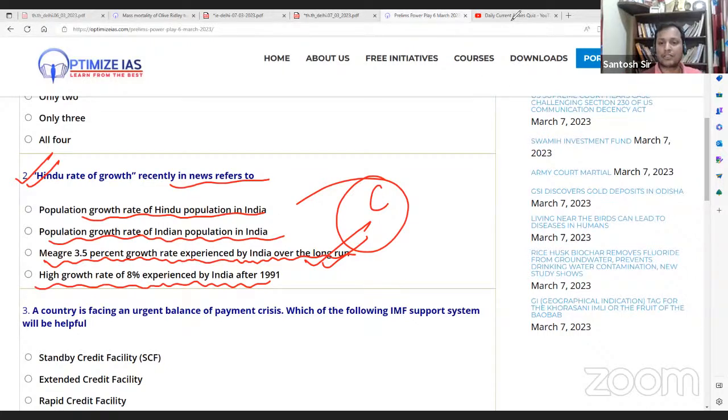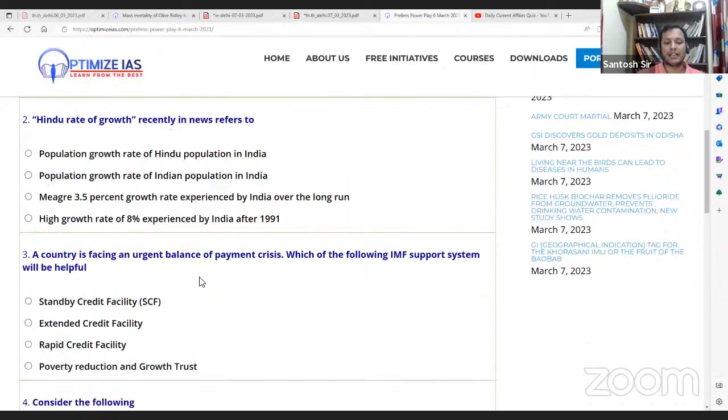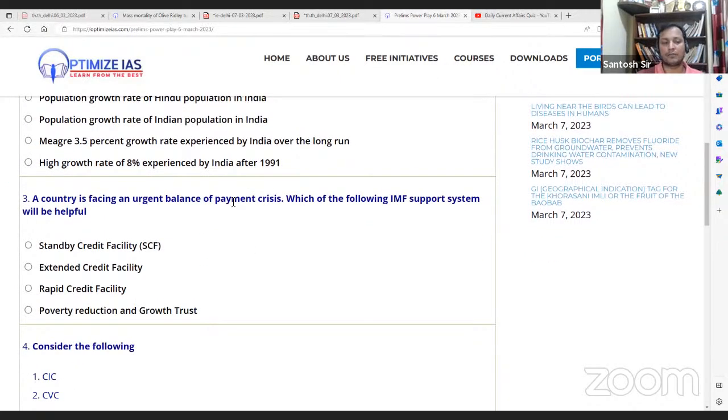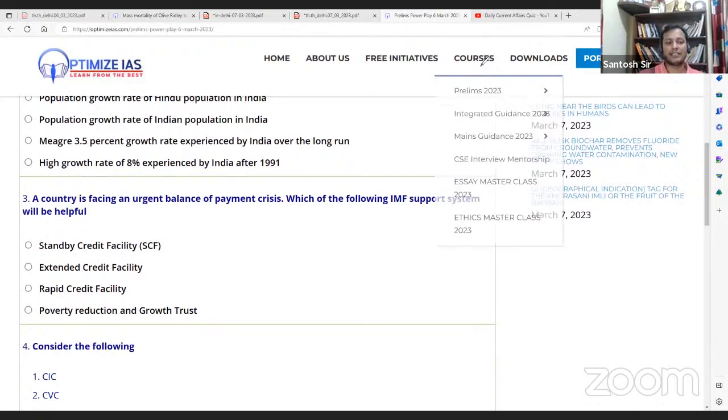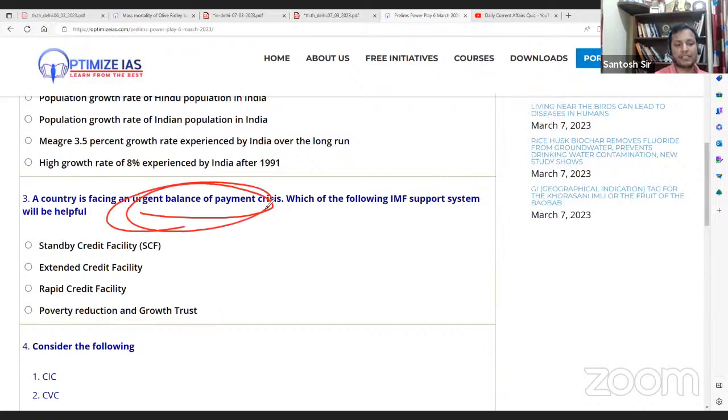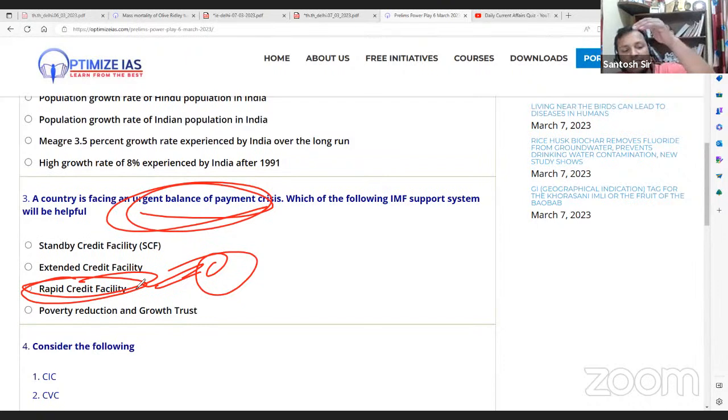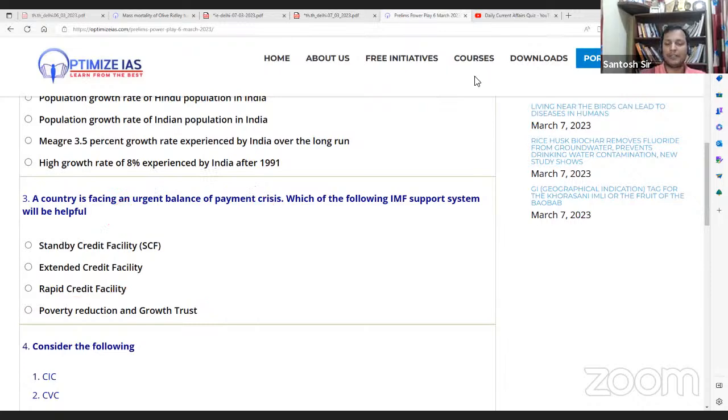Next question. A country is facing an urgent balance of payment crisis. Which of the following IMF support systems will be helpful for that country? You see, the word here is urgent balance of payment crisis. What we need is the rapid credit facility for urgent balance of payment crisis. Stand-by credit facility, extended credit facility, rapid credit facility, and poverty reduction and growth trust are all support mechanisms of the IMF. But out of all four, it is the rapid credit facility which is used for urgent balance of payment crisis. So the answer will be option C, rapid credit facility.